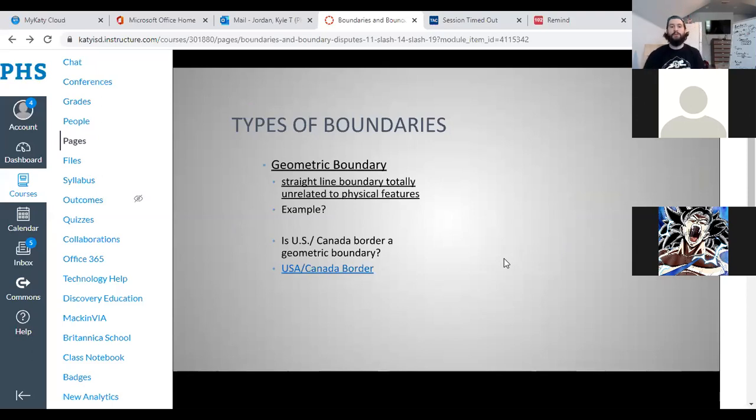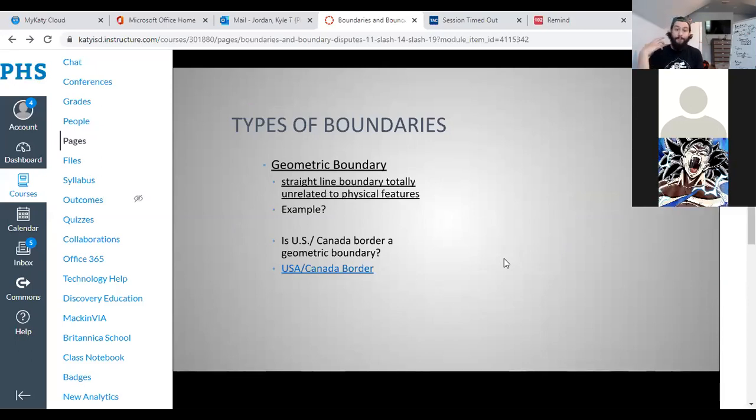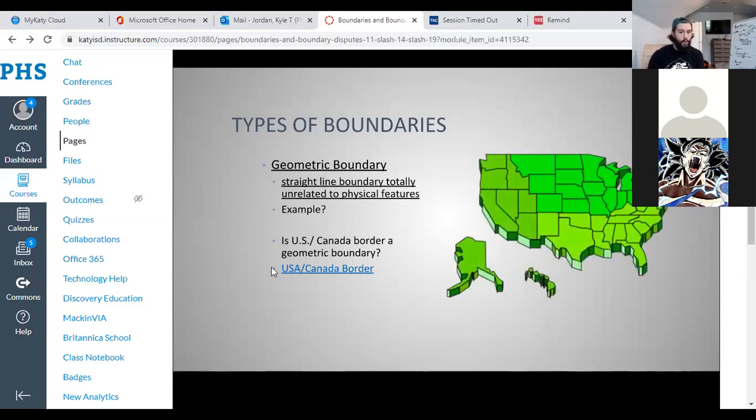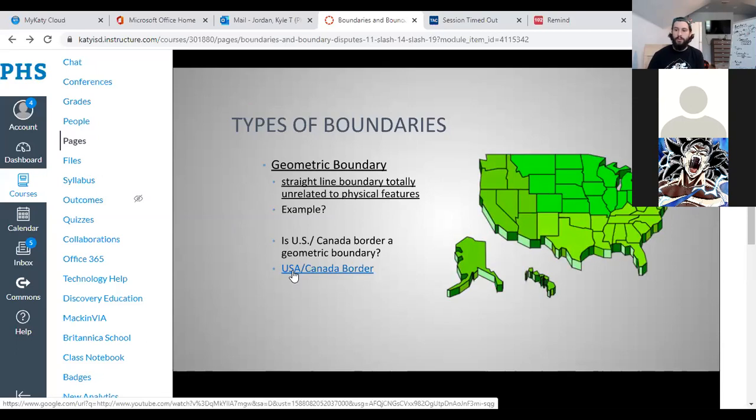We have that geometric boundary, that straight line boundary, totally unrelated to physical features. Great example, the US-Canada border. It is a fantastic example of a geometric boundary. If you want to go in and watch the video on it, it's really great.